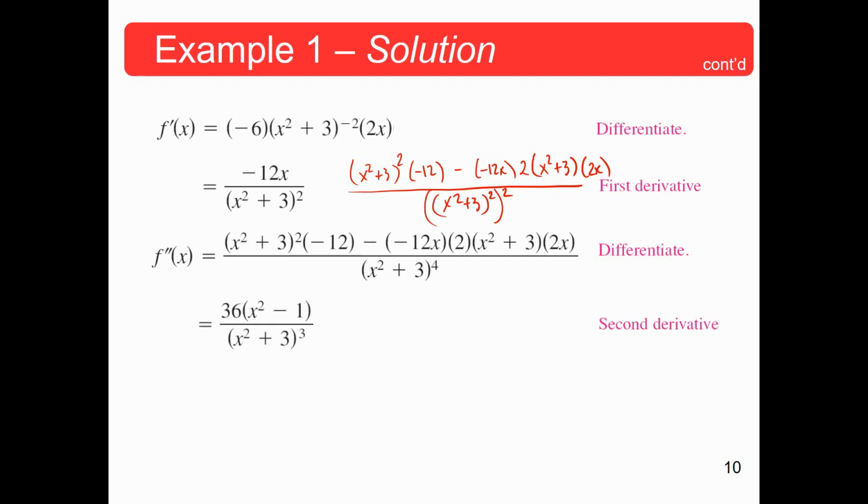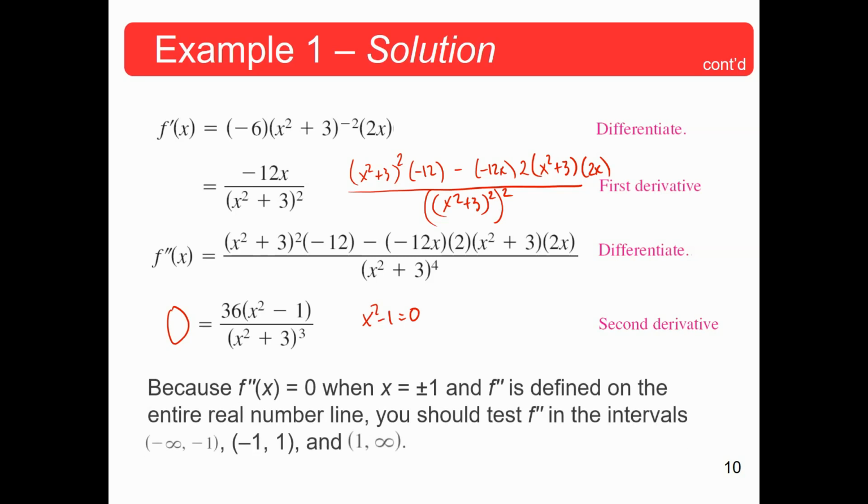So if we simplify that, we're going to get 36 times x squared minus 1 over x squared plus 3 cubed. Now, remember, since this is the second derivative, we want to set this equal to 0. So if we set this equal to 0, then I don't care about the denominator. I only care about the top. 36 can never be 0, so x squared minus 1 equals 0 means that I'm going to get x equals plus or minus 1. All right.